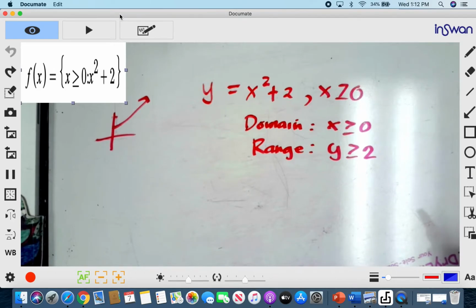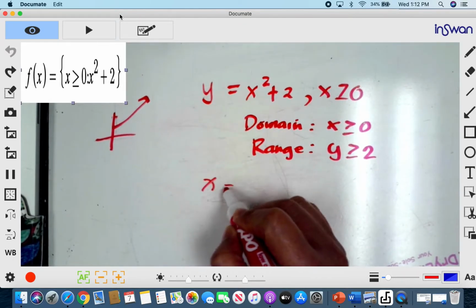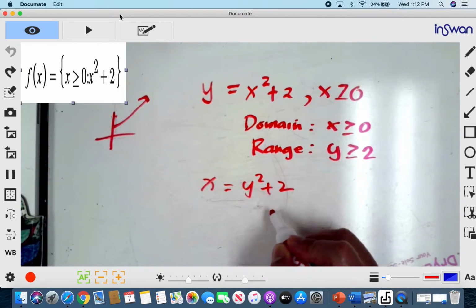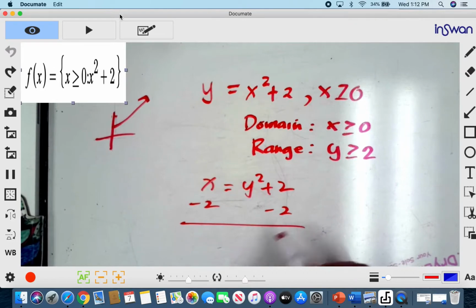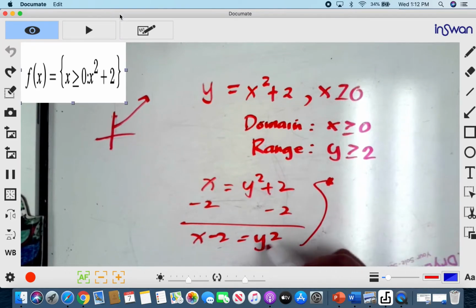Okay. Now, what about the range, the inverse? How do we find the domain and range of the inverse? So first, we flip our x and y, and then we will solve for y. So minus 2 on both sides of the equation, making it x minus 2 equals y squared. So therefore, I will take the square root of both sides of the equation, but I'm not going to take the negative.